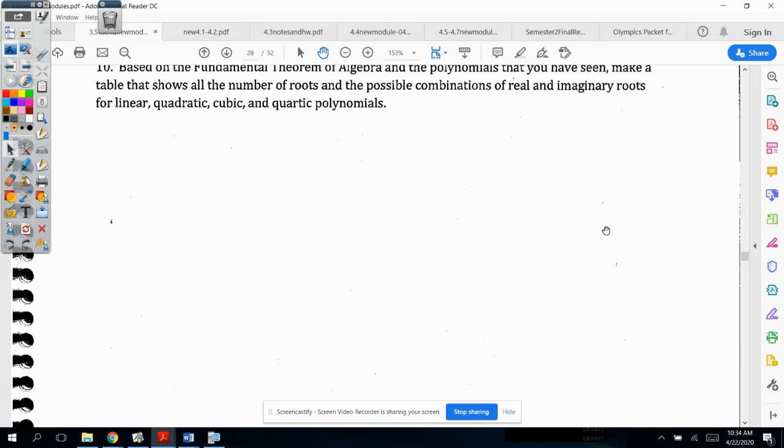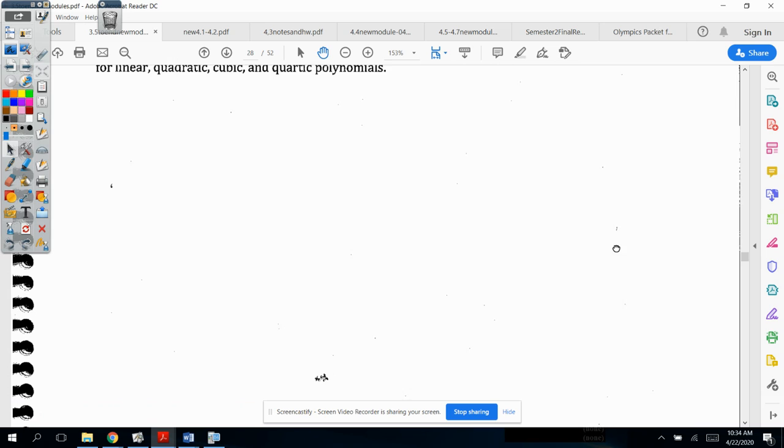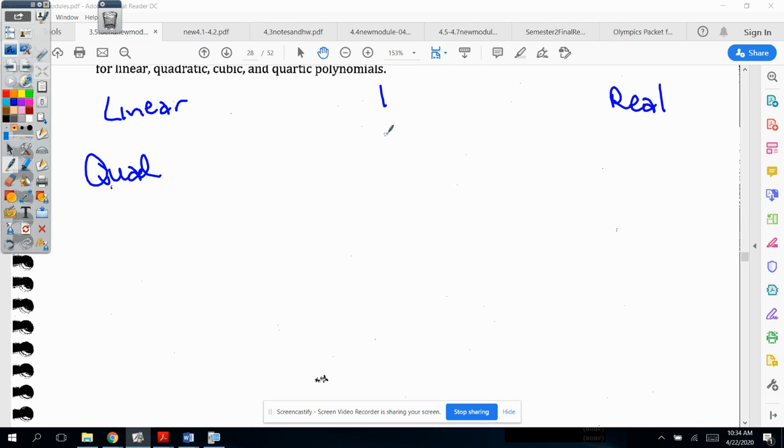There is a chart you can make, and I actually put it in the notes if you just want to copy it off there, telling you what types of functions have what kind of roots. A linear has 1 zero, and it has to be real because it has to cross the x-intercept. Quadratics, we talked about earlier this year, have 2 zeros. They could both be real. You could have 1 real with multiplicity 2. You could have 2 imaginary. Those are your only choices.